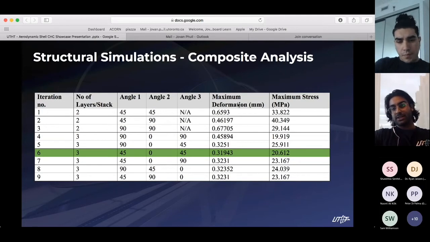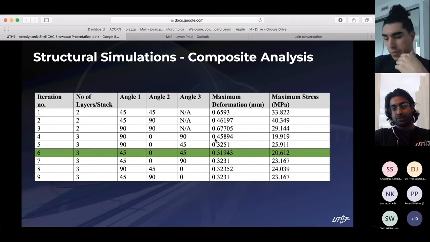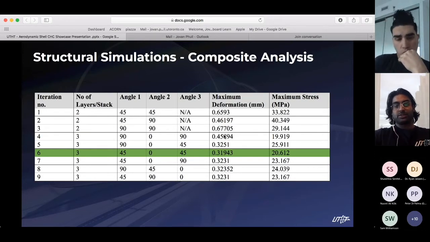But as you can see in the last 2 columns, we have our maximum deformation and maximum stress, which shows how much the actual orientation matters. So for example, for iteration 6, our best iteration in terms of maximum deformation, we only had 0.3 millimeters, whereas iteration number 4, that also has 3 layers, has a maximum deformation of 0.45 millimeters, which is noticeably different. So you can see how optimizing the actual orientation of how these pre-preg layers stack up is important in the design.